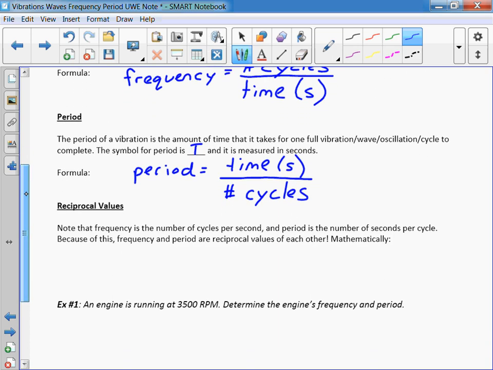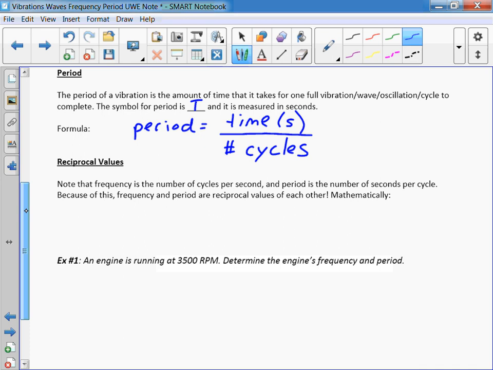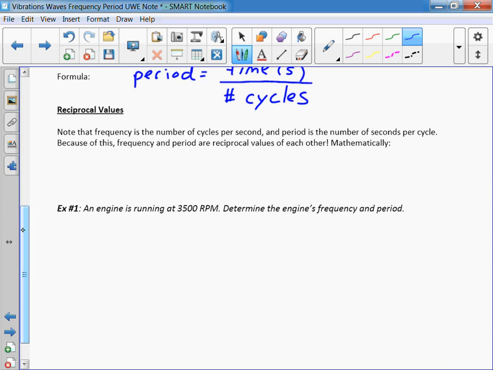In the next little section, we talk about the relationship between the two of them. Frequency is the number of cycles per second, and period is the number of seconds per cycle. Because of this, frequency and period are reciprocal values of each other. So mathematically, f equals 1 over the period. Frequency is the inverse of period, and period is the inverse of frequency.